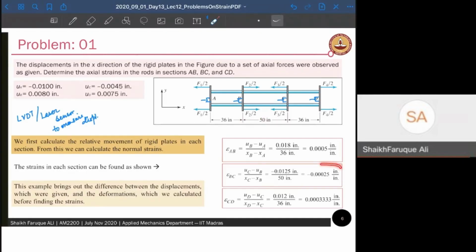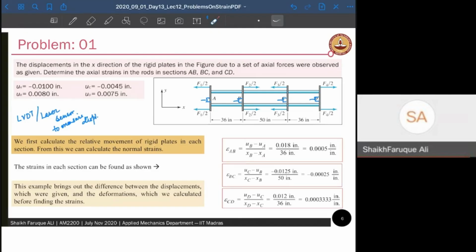If you divide it, your strain becomes 0.0025 inch by inch. So remember, this inch or meter doesn't matter here, because it's unit free. It's a non-dimensional quantity, so it doesn't matter whether it's inch or meter. If instead of 50 inch you had 50 meter, you would have got a deformation of 0.0025 meter. Okay, clear? That's the beauty of strain.